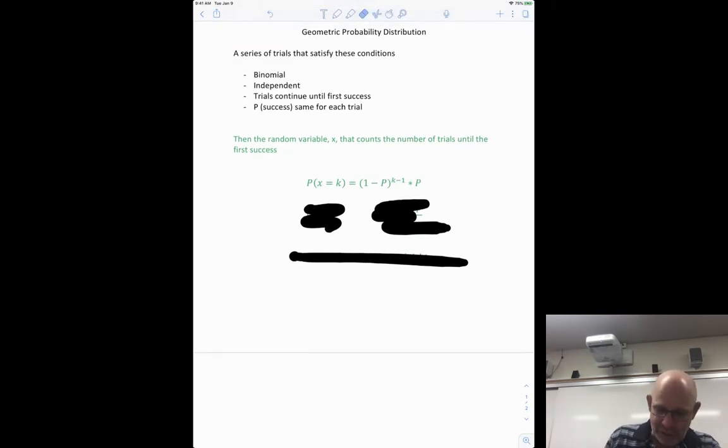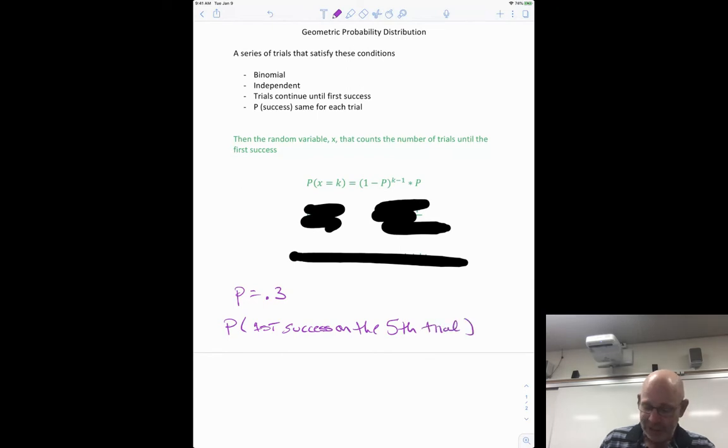So let's say the probability of success is 0.3, and I ask, what's the probability we get the first success on the 5th trial, let's say? So notice one thing that's missing here. There's no n choose r like there was in the binomial. Otherwise, it looks kind of similar, right?